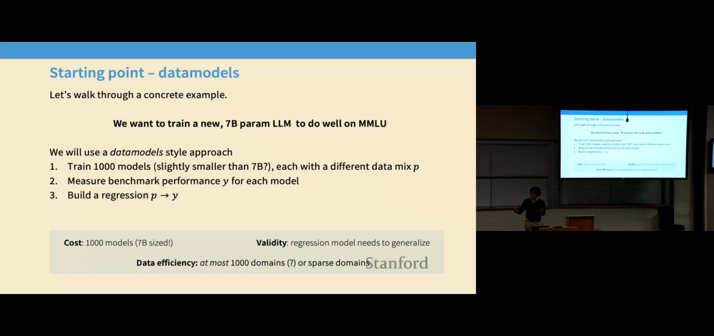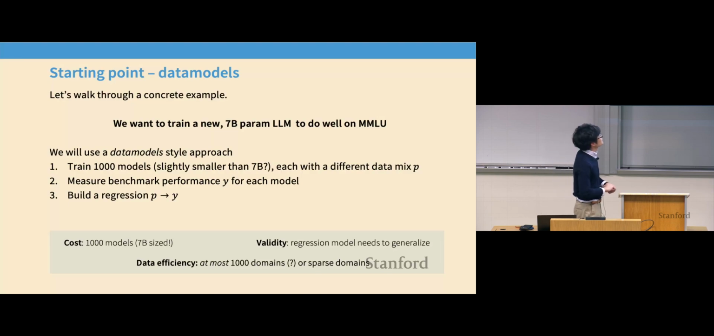Let me walk you through why this is such a difficult thing. Let's say you've been put in charge of, I don't know what organization would be training 7B models now, let's say a new team at Google, and you're going to be training a new 7 billion parameter language model, right? And your marching orders are you've got to do well on MMLU, which is a question answering benchmark. So that's your goal. How are we going to select data to do well on the task?